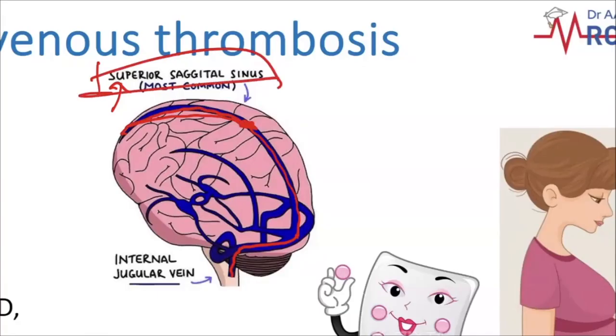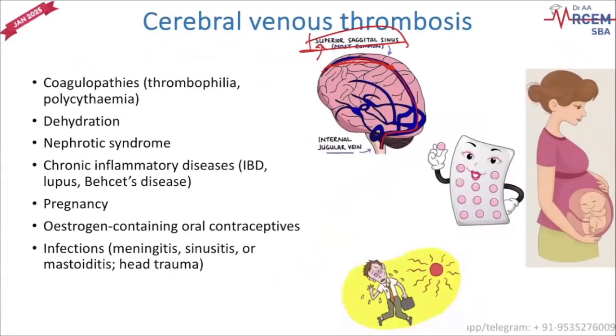What are the predisposing factors? Not everyone will have a clot in a cerebral vein. Usually there will be some risk factors. Whenever there is a risk factor, that is an indication to go ahead and get a CT scan done in the emergency department as an initial investigation.